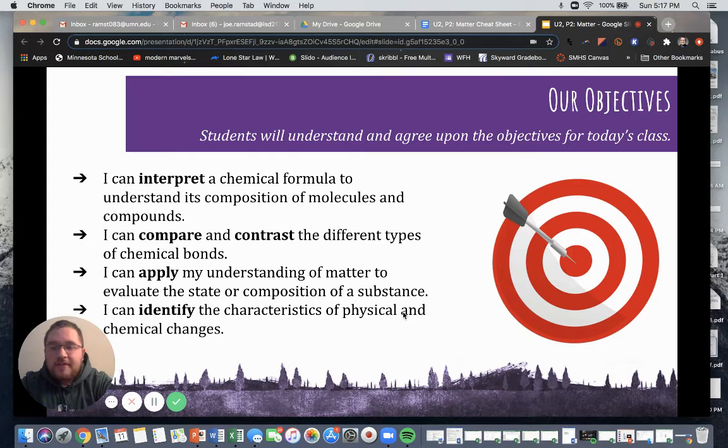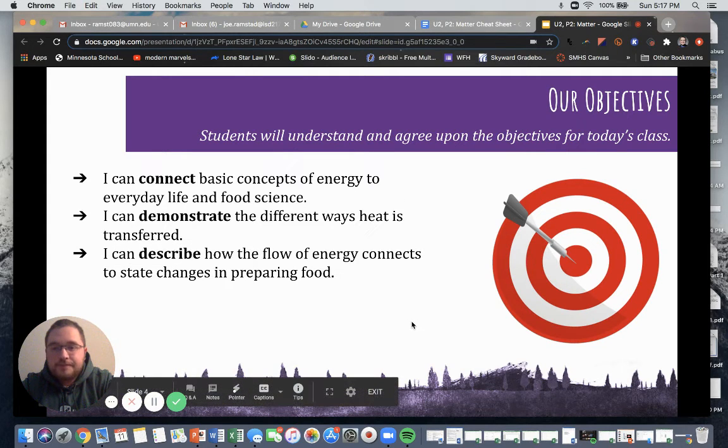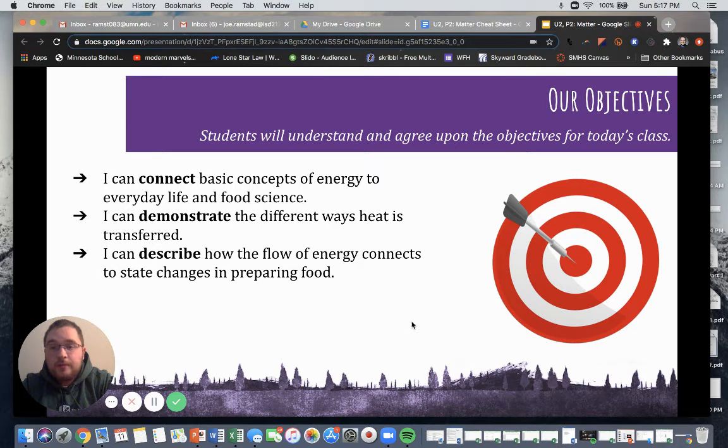We'll be able to identify the characteristics of physical and chemical changes. We'll be able to connect basic concepts of energy to everyday life and food science. We'll demonstrate the different ways that heat is transferred. And finally, we will describe how the flow of energy connects to state changes in preparing food.